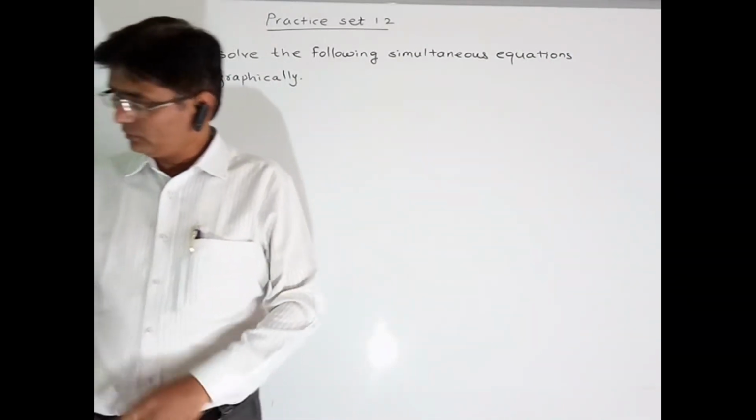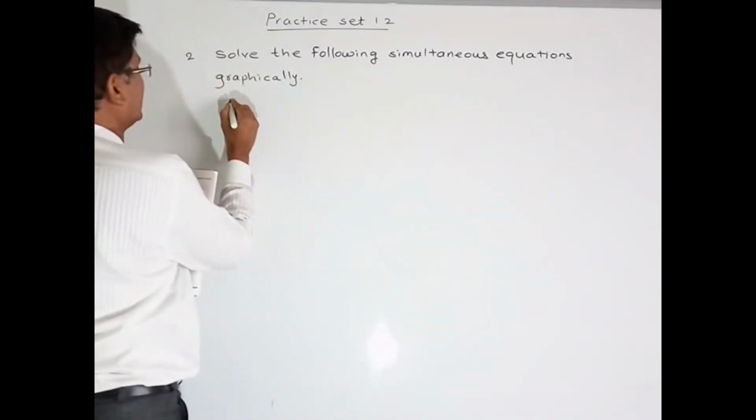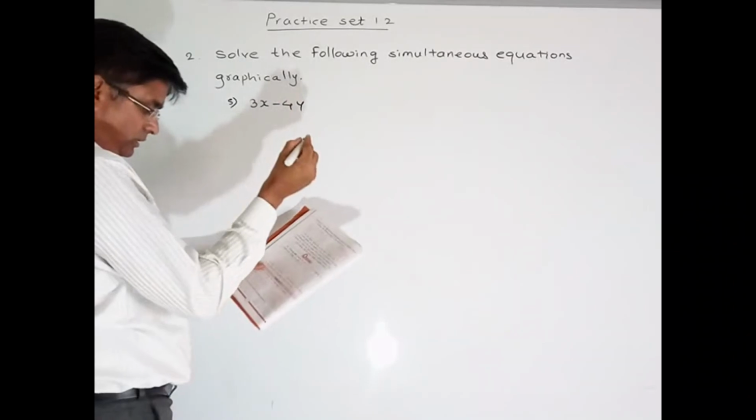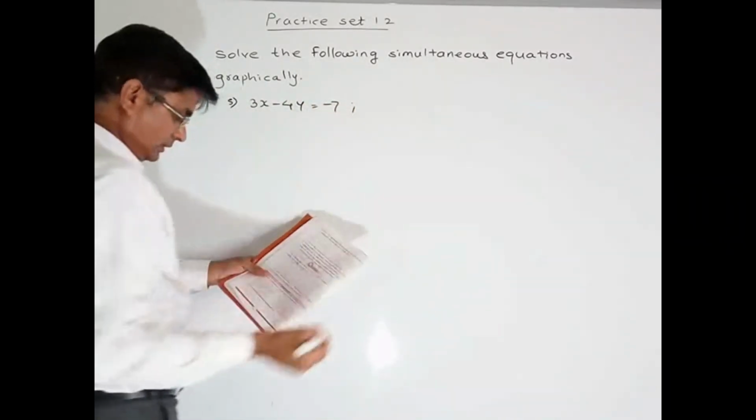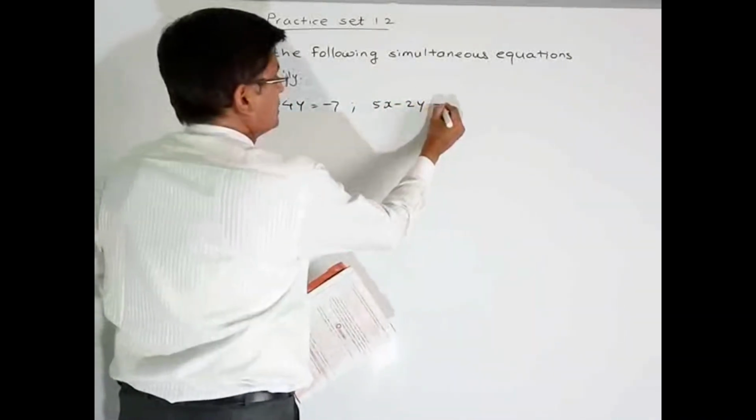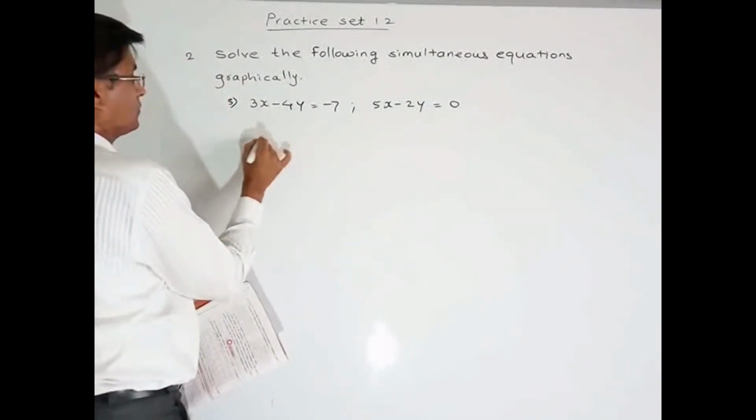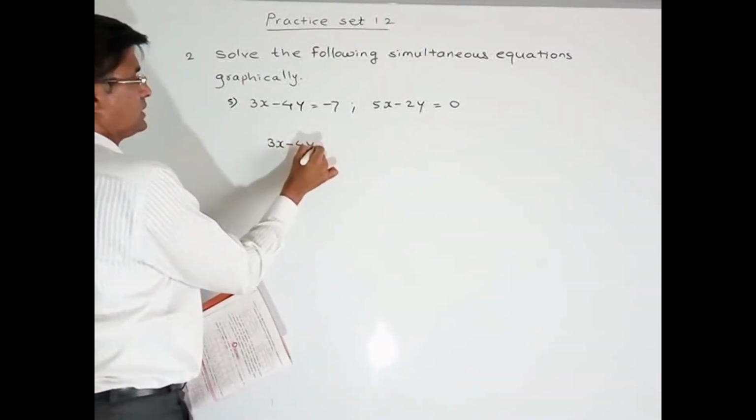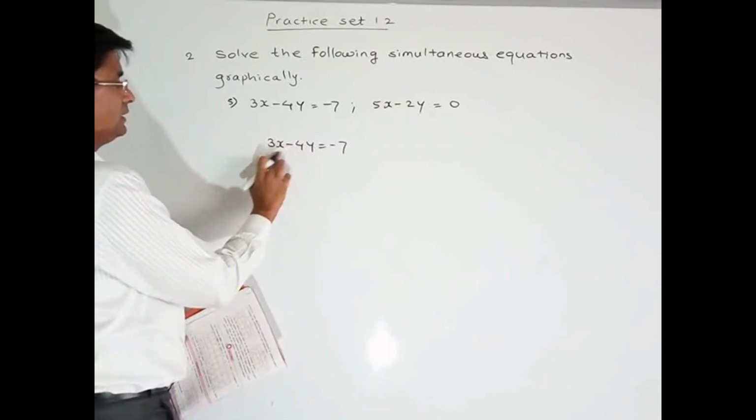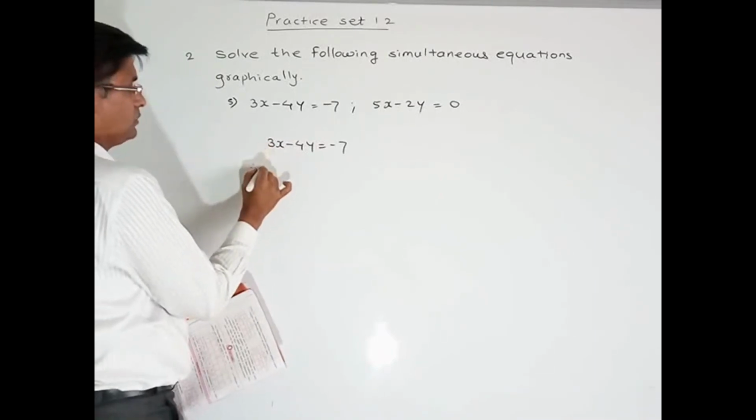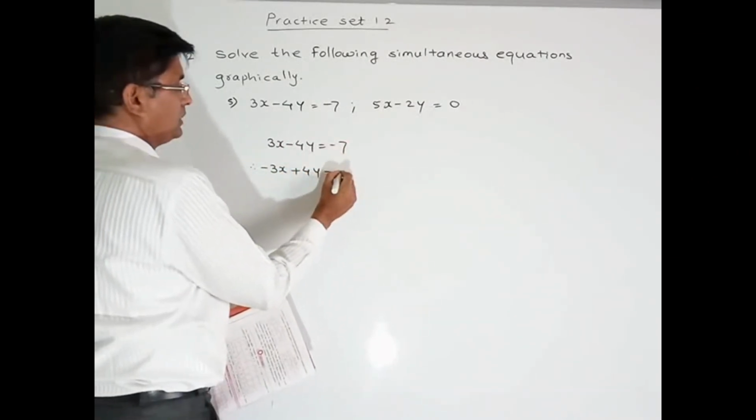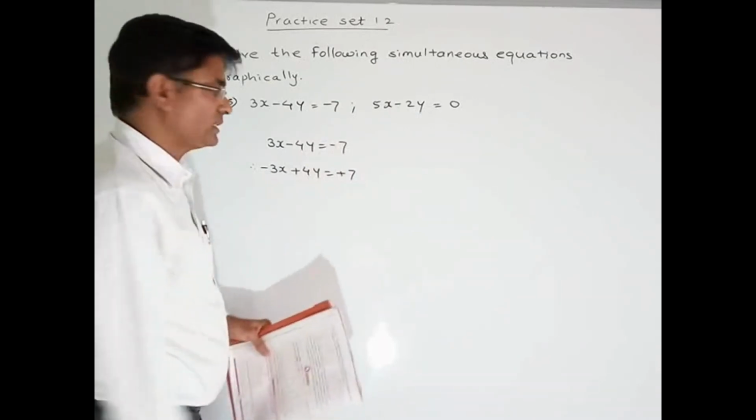Now I will take the fifth sum, that is 3x minus 4y is equal to minus 7, and the second equation is 5x minus 2y is equal to 0. So first equation, 3x minus 4y is equal to minus 7. Then we have to make the equation for y, but y has a minus sign, so change the sign: minus 3x plus 4y is equal to plus 7. Minus 7 will be plus 7.